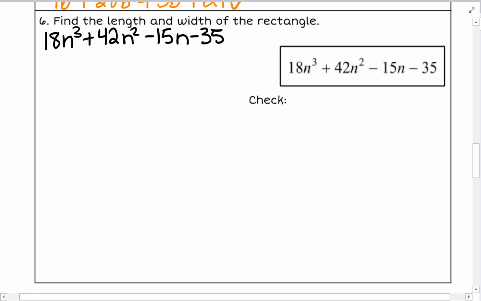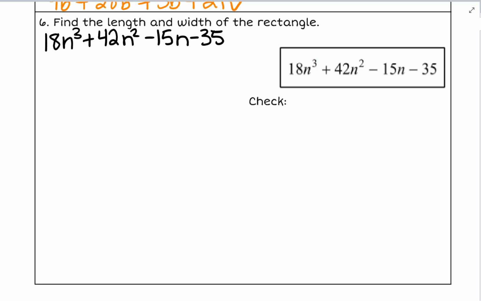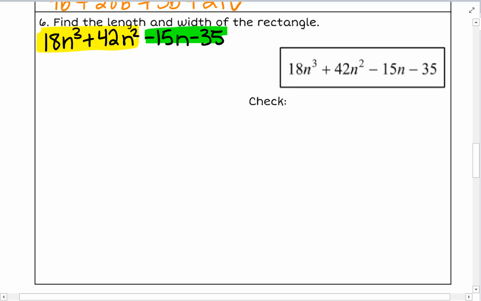Here I see our area has 4 terms. So I'm going to begin my factoring process by grouping. I'm going to group the first 2 terms, and I'm going to only factor the GCF out of those. And then I'm going to group the last 2 terms, and I'm going to factor the GCF out of those.